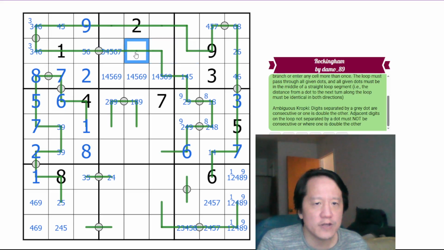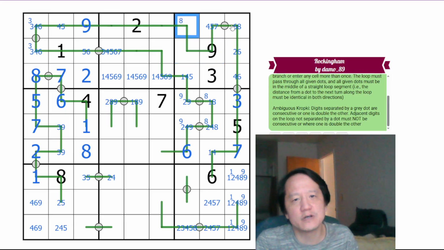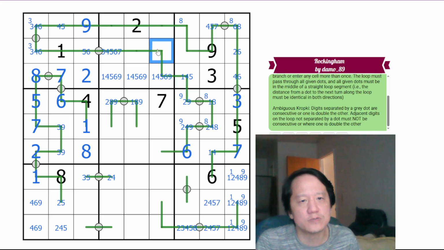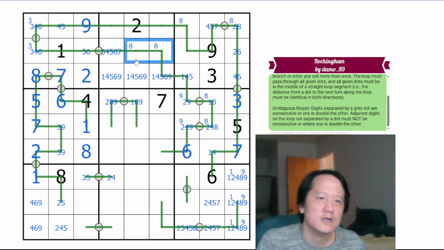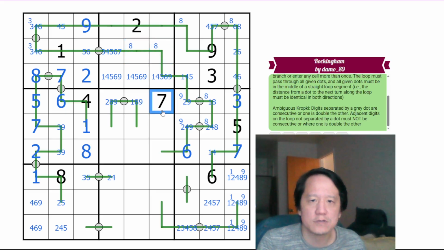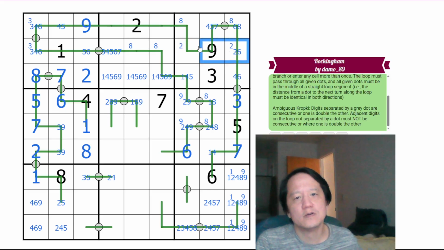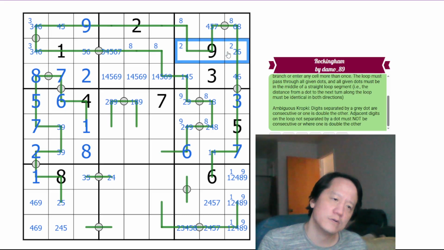We have to have 8 somewhere here. 8 cannot be here because that would be consecutive with the 9. So 8 in box 3 has to be one of those 2 digits, which means 8 in row 2 has to be one of these 2 digits. Interesting. 2 in row 2 has to be one of these 2 digits.